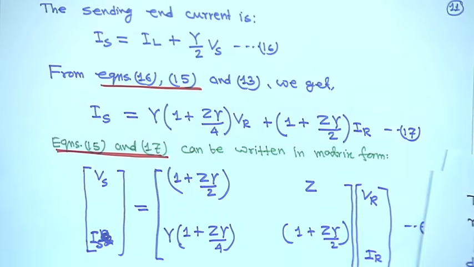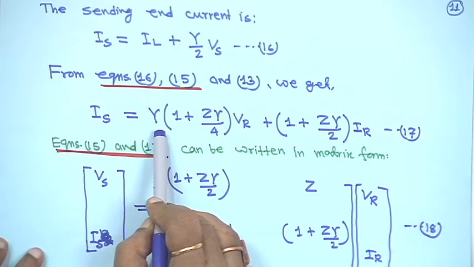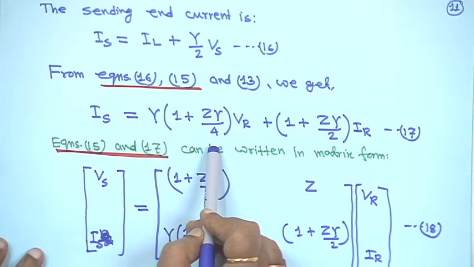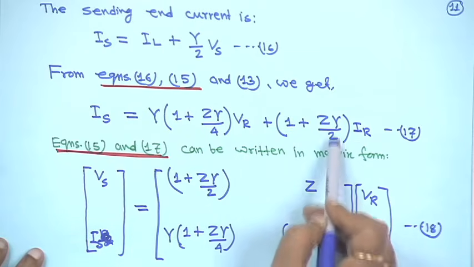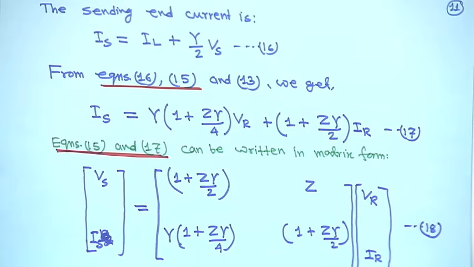If you substitute and simplify, you will get Is is equal to Y into (1 plus ZY upon 4) into Vr plus (1 plus ZY upon 2) Ir. This is equation 17. So, the Vs Is relationship we got in terms of Vr and Ir.